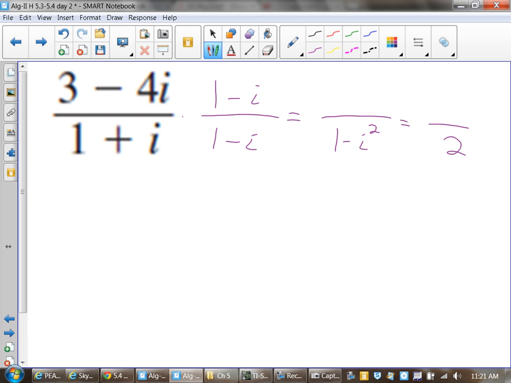And then you multiply up to the top, you wind up with 3 minus 3i minus 4i plus 4i squared, which winds up as -1 minus 7i all over 2. -3 minus 4 is -7. 4i squared is -4. If it was -4i squared, it would have been +4. 3 minus 4 is -1.